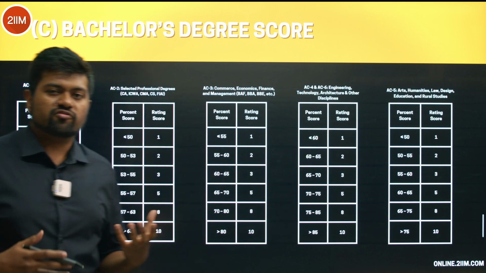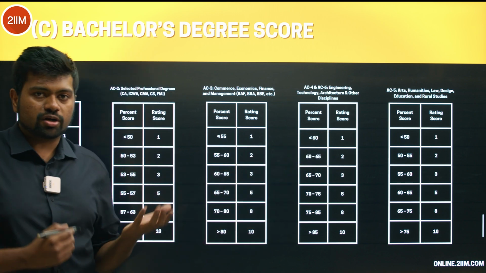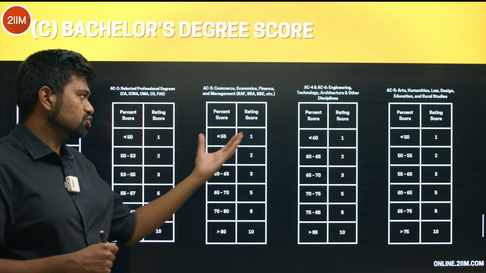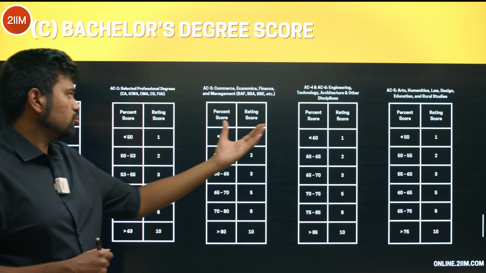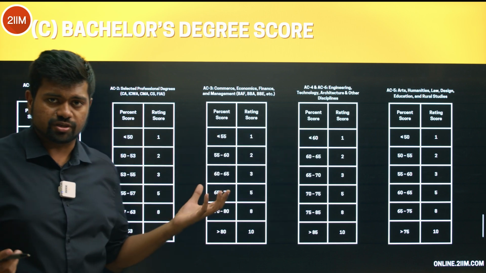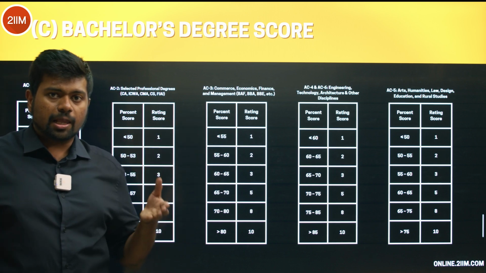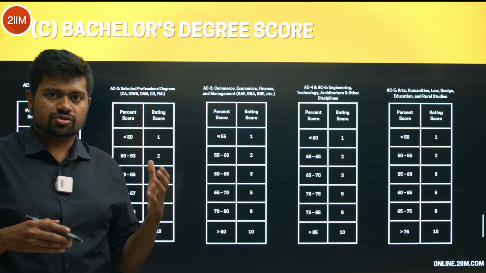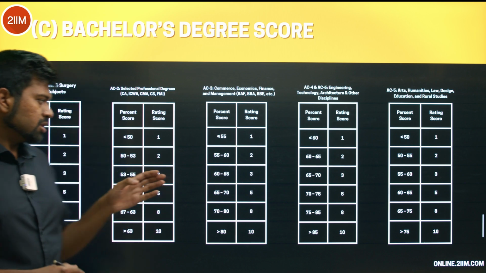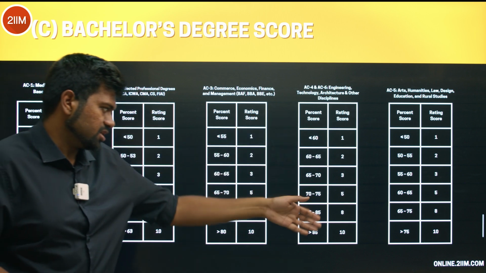This is to account for the fact that some streams are not as scoring. The science stream is a little more scoring. The engineering stream is a little more scoring than, say, your commerce stream. So to accommodate the reality that not all streams are easy to score in, there are differences which reflect in these tables.